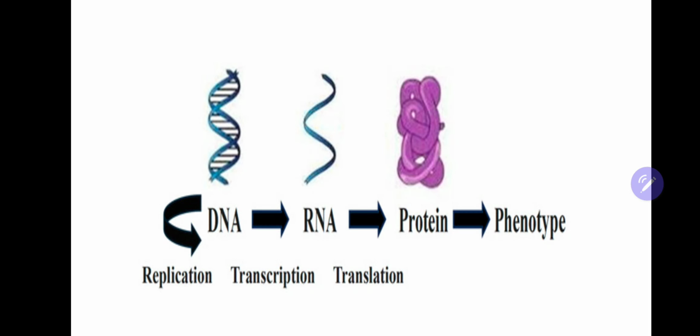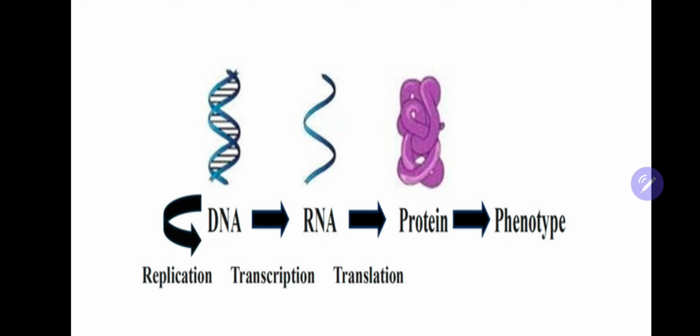Next, we are going to talk about the central dogma of molecular biology. What do you mean by the central dogma of molecular biology? It means how DNA results in the formation or expression of a protein, or it says about the phenotypic characteristics of an organism, how DNA results in the phenotype of an organism. So for that we need to know about certain processes.